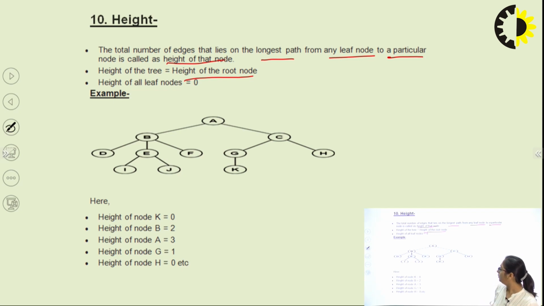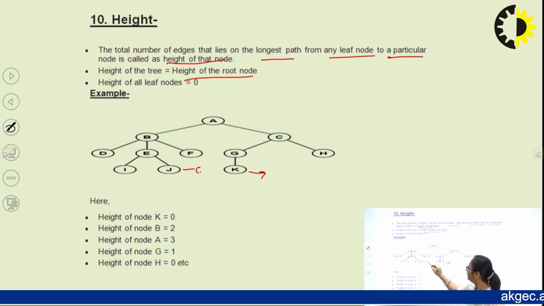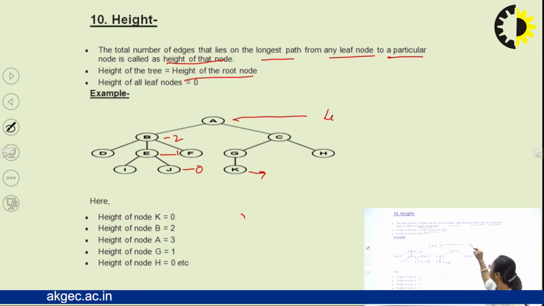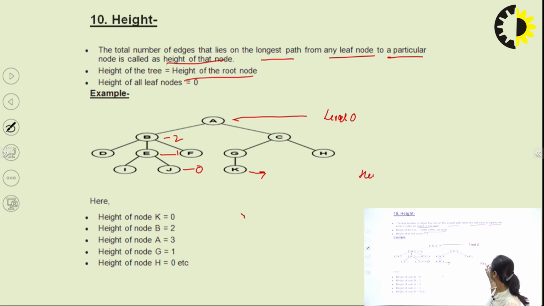For example, what is the height of K? That is equal to 0. What is the height of B? That is 0 height, that is 1 height, and that is 2. That is equal to 2. So keep in mind that height and level are equal and opposite. The only difference is that the level starts from the upward direction, that is level 0, but the height starts from the downward direction. So the only difference is that.